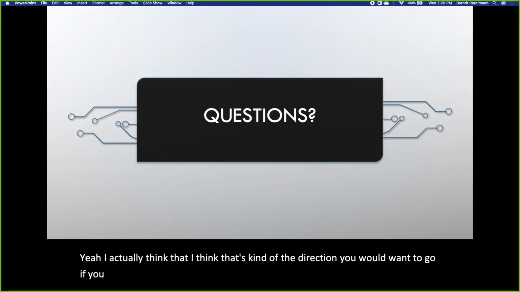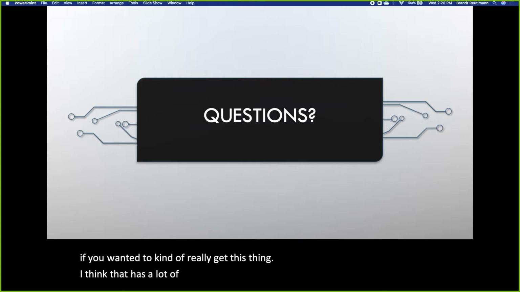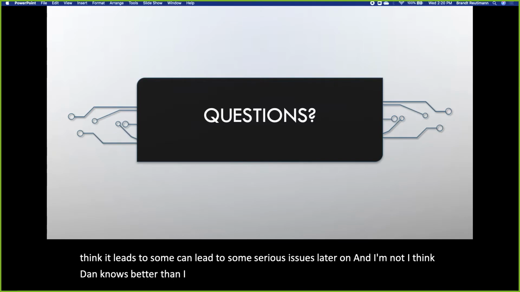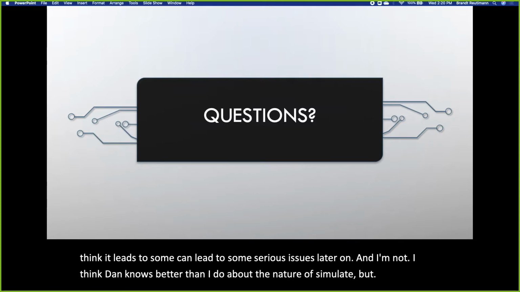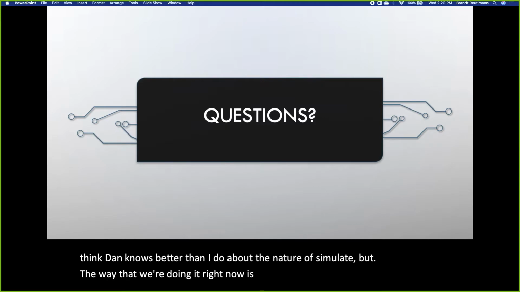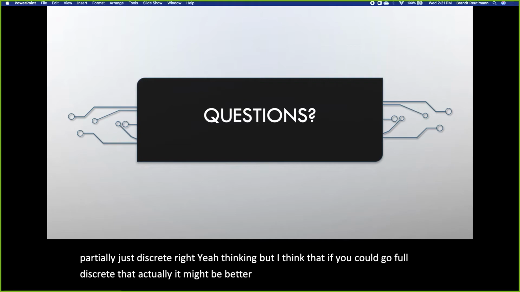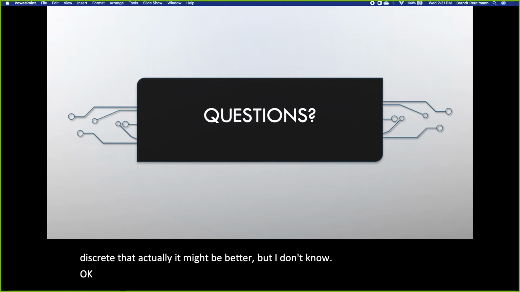Yeah, I think that's the direction you would want to go if you wanted to really get this right. I think that has a lot of value, because the way we're playing with time right now is kind of fast and loose, and it can lead to some serious issues later on. Dan knows better than I do about the nature of Simulink, but the way we're doing it right now is partially continuous and partially discrete, so it's a little janky. But if you could go full discrete, it might be better, but I don't know. Okay. A lot of the reason I'm asking questions like this is that this is your oral exam. We've got to see how you defend yourself.